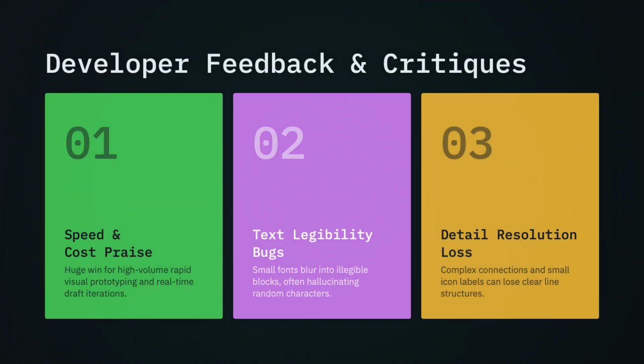Early developer feedback is highly polarized. While teams love the raw speed and low metered costs for batch prototyping, critics are calling out major text rendering bugs. Small fonts frequently blur into illegible blocks, and technical terms often hallucinate characters. This is because the compressed autoencoders in these models are optimized for speed, which causes fine details, like line intersections and small text, to lose structural clarity.